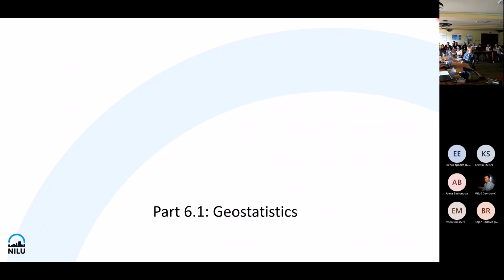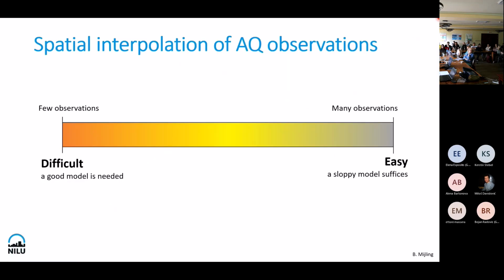All right. So the first one, on geostatistics, I'd like to show this simple plot that shows, if you want to interpolate or make a map of urban air quality, you have these two ends of approaches. If you have many observations here on the right, it's really easy. You just do a spatial interpolation and you're done, right? So in that case, a sloppy model suffices. You don't need a good model. Our interpolation is a very simple model and it's good enough.